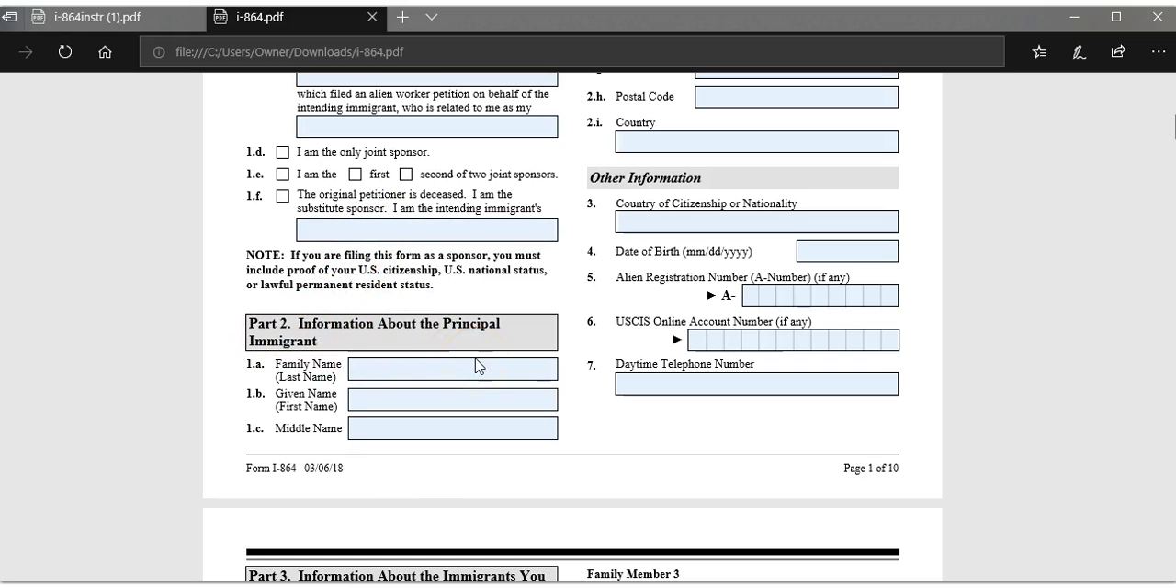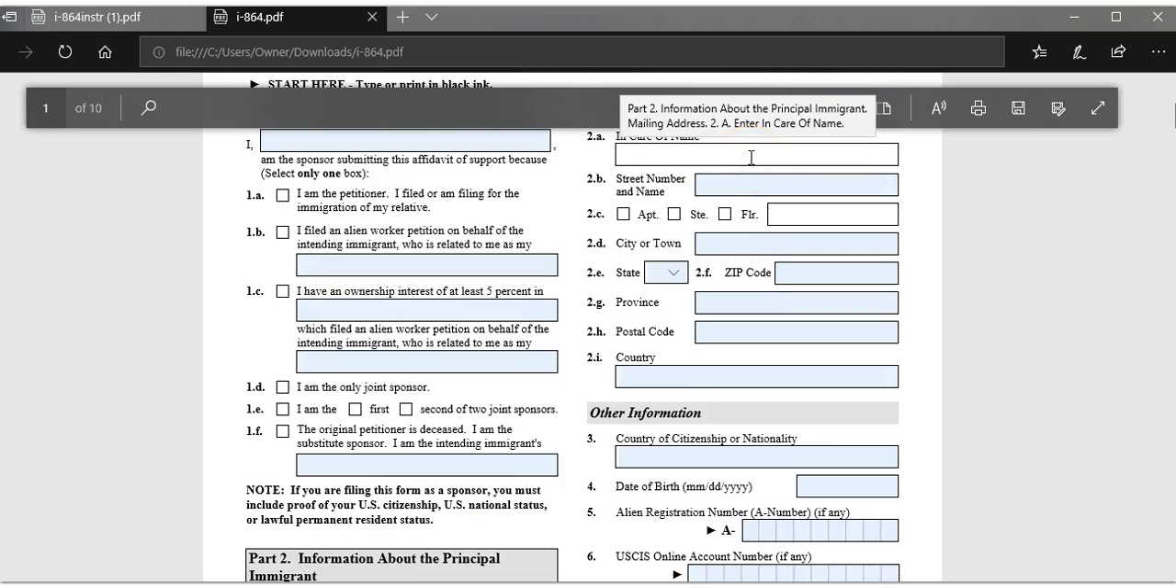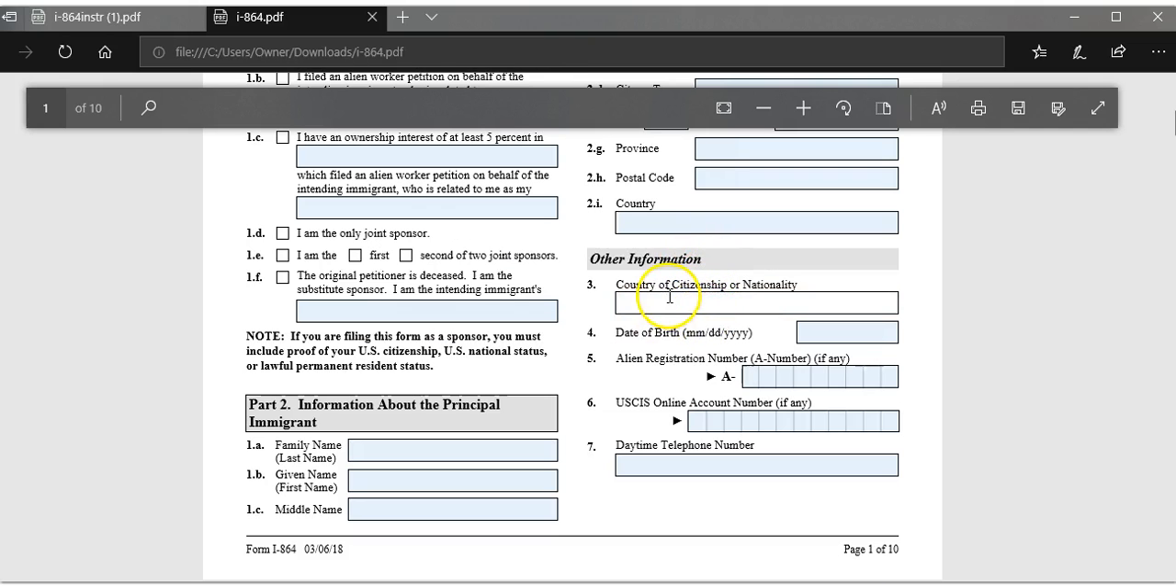Part 2, information about the principal immigrant. The principal immigrant is the person that is trying to get the green card, which is the beneficiary. Okay, and we continue with part 2, information about the principal immigrant, mailing address. This section is going to be for the immigrant. So all the information about the immigrant, which is the name and the address, street number, apartment, suite, floor, city or town, and if this immigrant is living outside of the United States, then you are going to use the province, postal code, and country. Other information, and the same, all this section is for the principal immigrant.